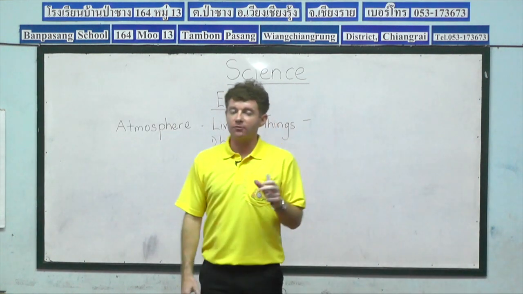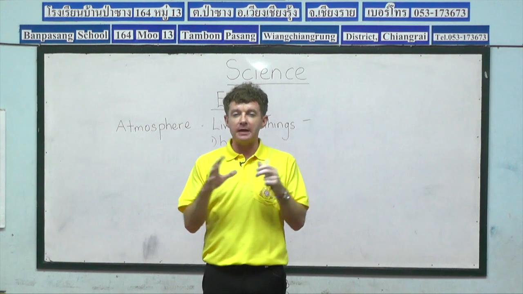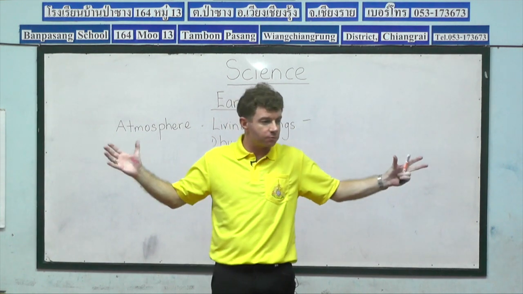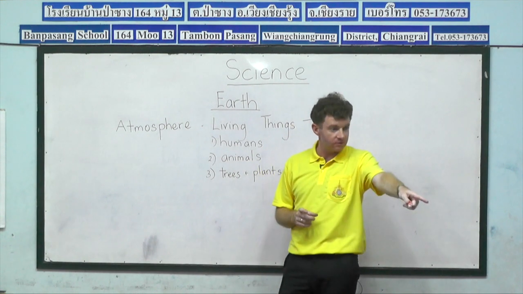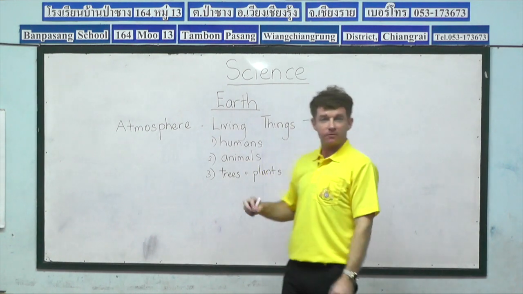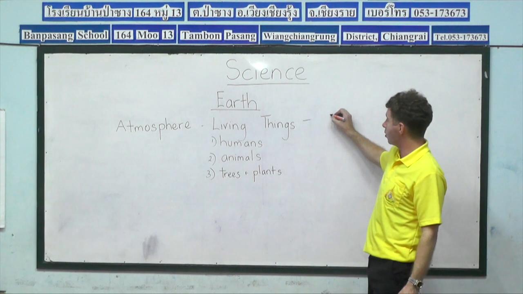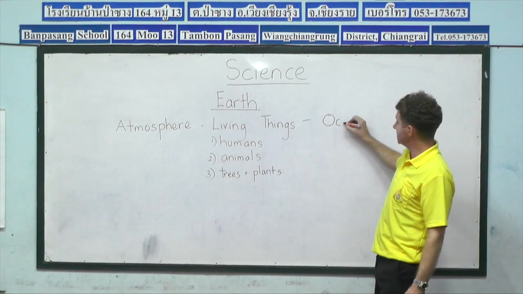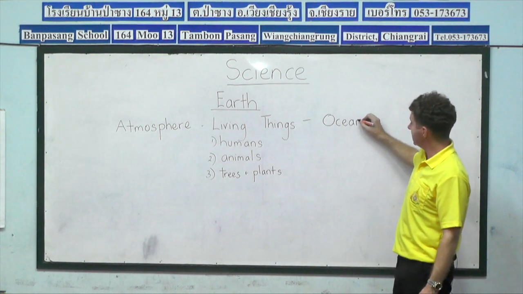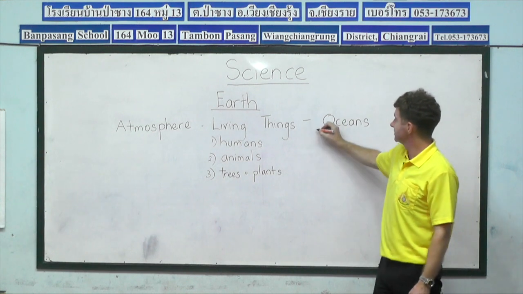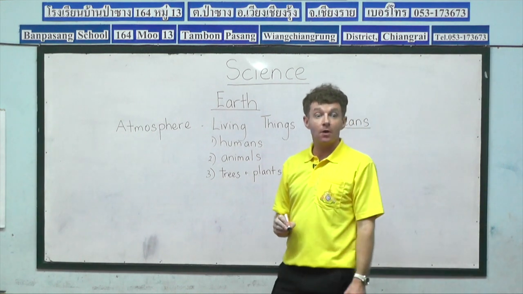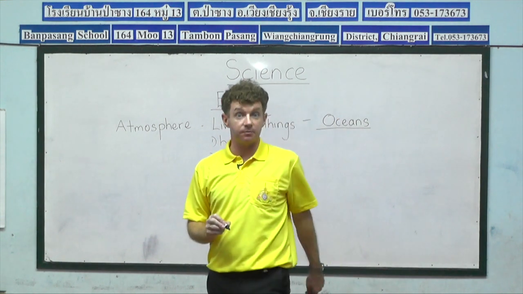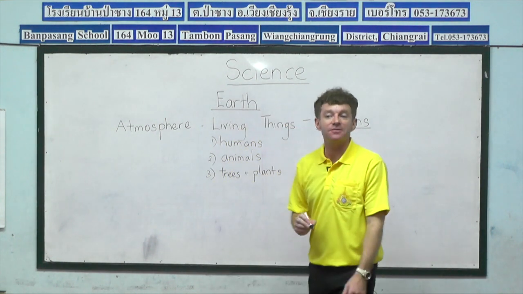Excellent. And also, in the last lesson, we learned about the big bodies of water on planet Earth. Does anyone remember? Oceans? Excellent. Does anybody remember how we spell oceans? O-C-E-A-N-S. So who can remember some of our oceans? Oceans, we have five of them, that's correct. Atlantic Ocean.